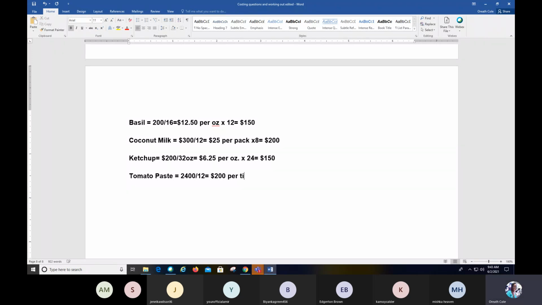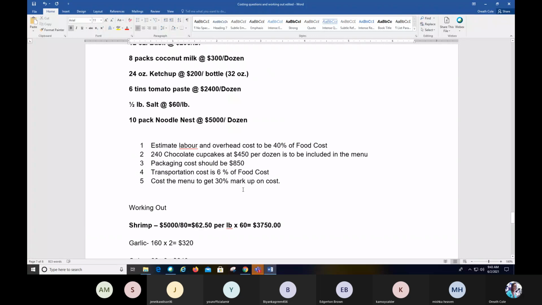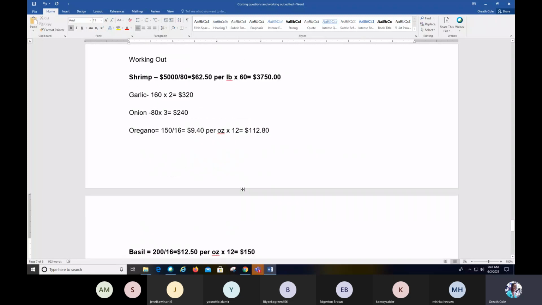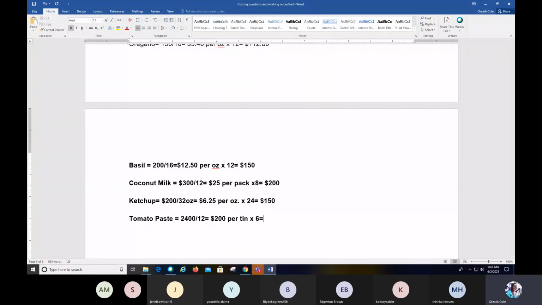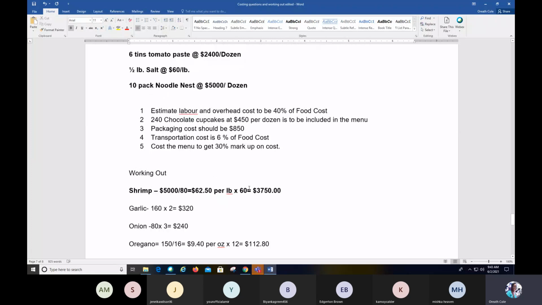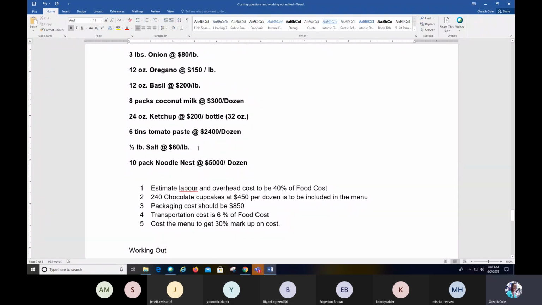This is per tin. So what do we do now? Multiply. By what? By 6. And that will give us 1,200. All right. Let's go. Next one.